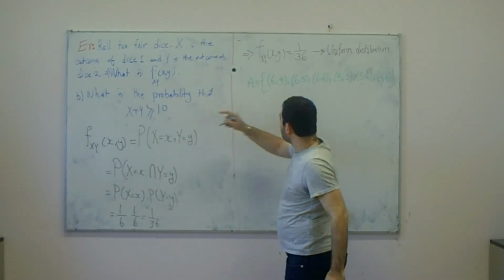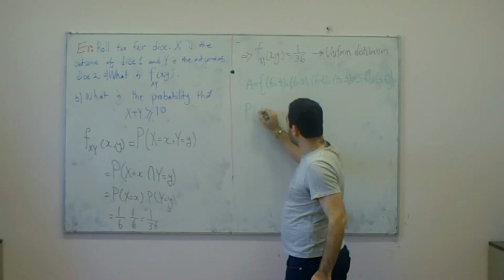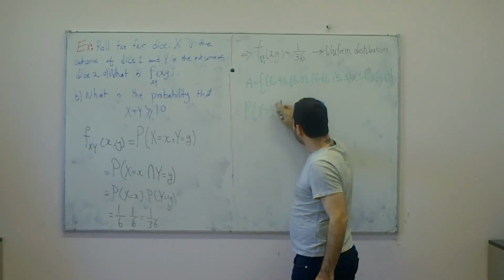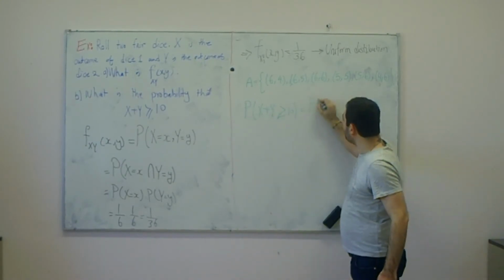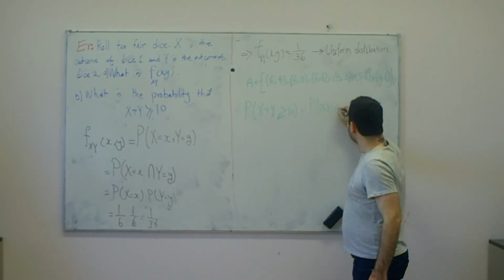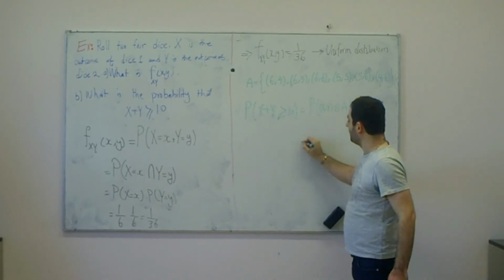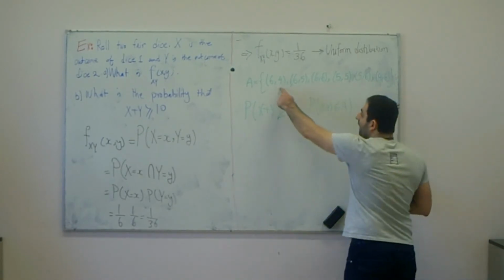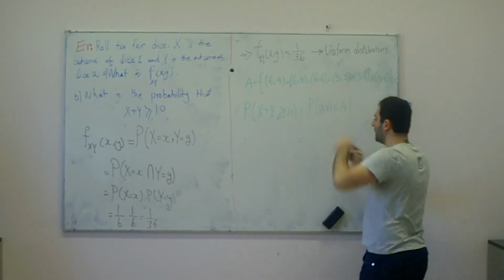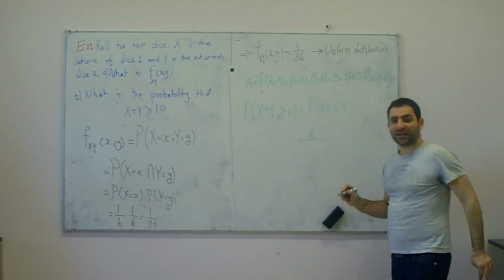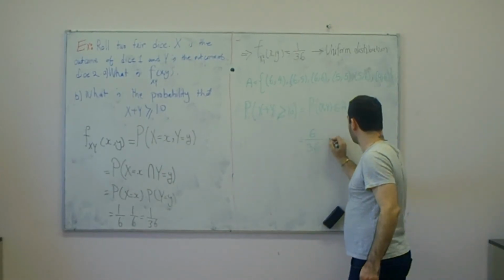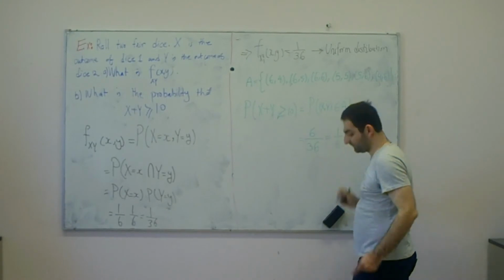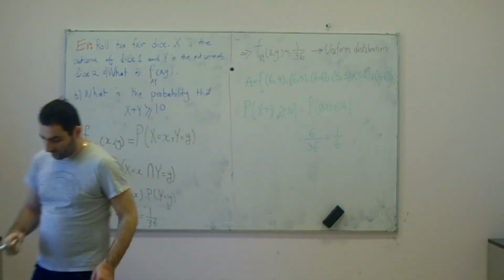So for this part, we want to find the probability of x plus y being greater than or equal to 10. In other words, find the probability that x and y belong to A. What is this probability? 1, 2, 3, 4, 5, 6. I have 6 cases. What are the total cases? 36. So it will be 1 over 6.